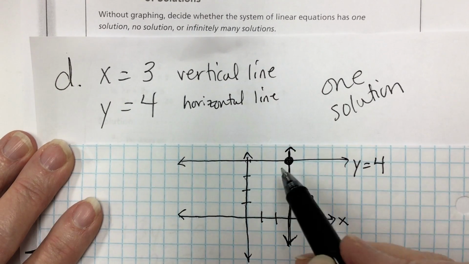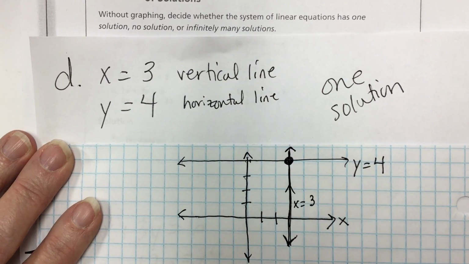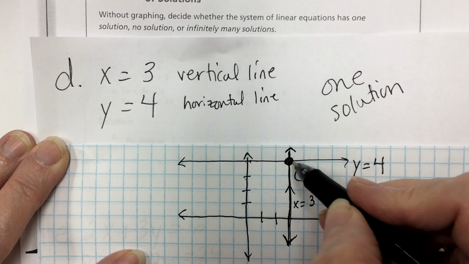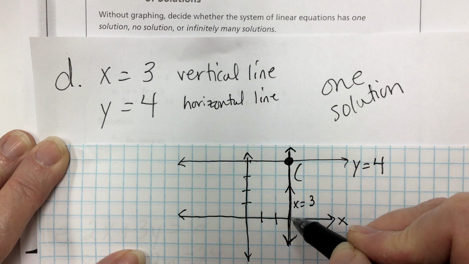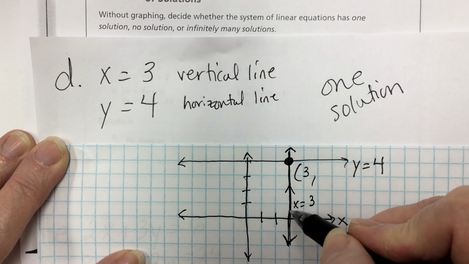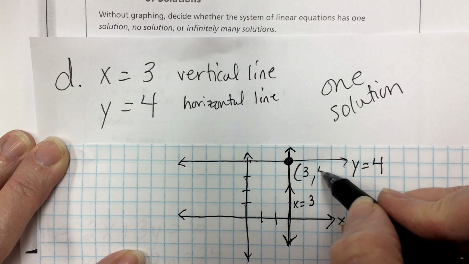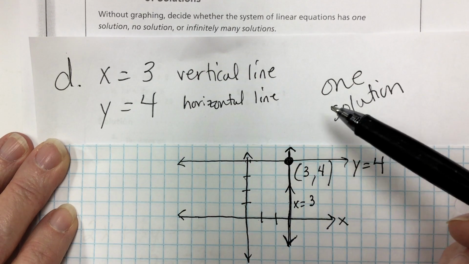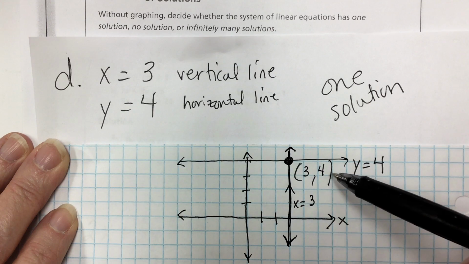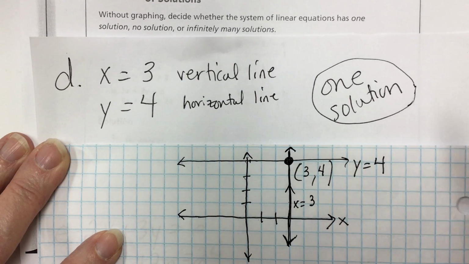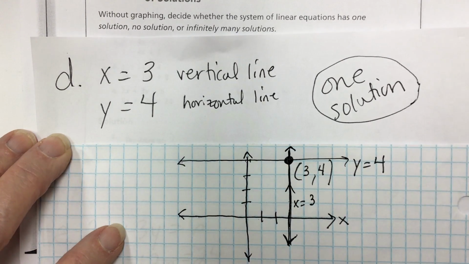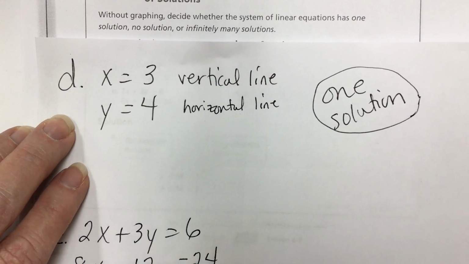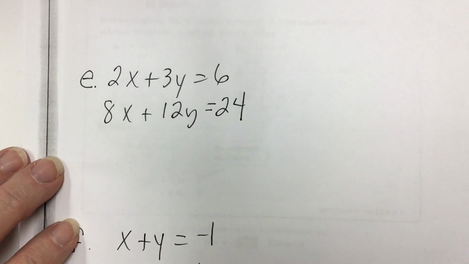I have actually drawn that for you so you could see me graph a vertical line and a horizontal line. Their point of intersection would be the point: 1, 2, 3 is your x value, and up 1, 2, 3, 4 is 3, 4. So the solution to this system of equations would be (3, 4). It is one solution.